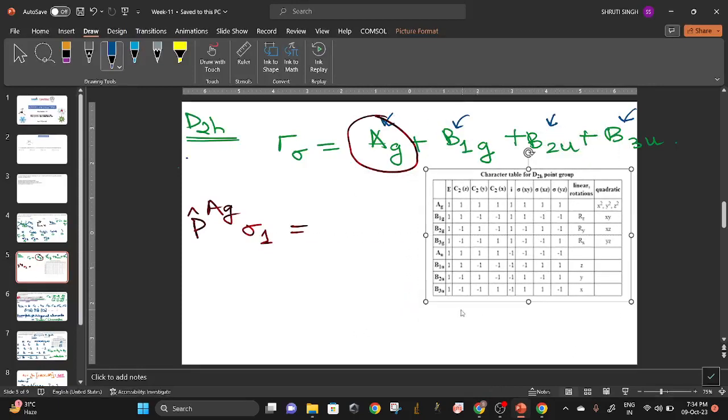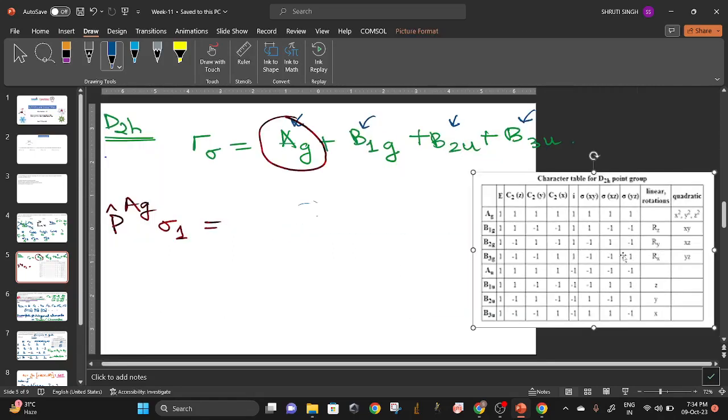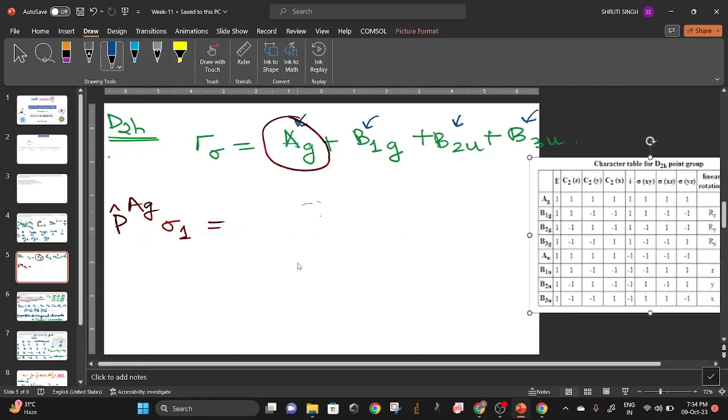Okay, so here we have the D2h point group. Under Ag, you see the characters are all 1. This is the totally symmetric representation. I'm putting it on the side, so we will multiply everything by 1. Now the first term will come due to the first symmetry operation, which is E.